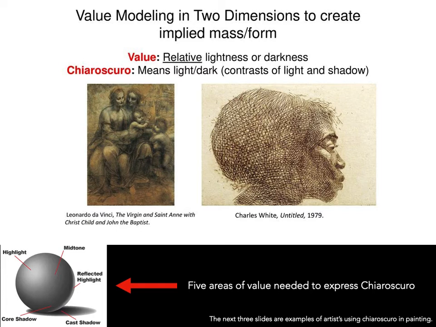Here, Charles White, Untitled 1979, is using a different technique. So the technique here is hatching and cross-hatching. At the top, when there's only one set of parallel lines being used, that's hatching. And when there's the cross, so you've got 2 sets of lines, the parallel lines, and then you cross over it, it's called cross-hatching. Notice how the closer the lines are together, the darker they appear.